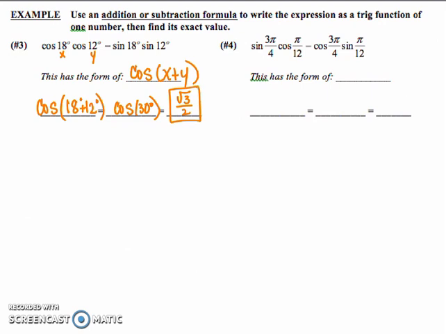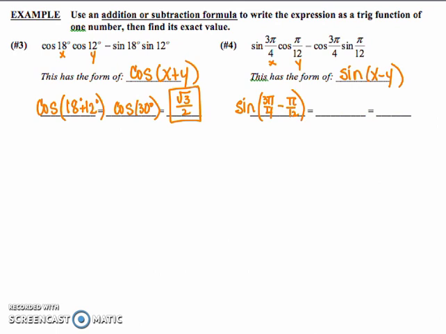In my second example, I've got sine cosine minus cosine sine. So that looks like one of our sine formulas. And if you check the signs, hopefully you notice that this one has the form of the subtraction formula. So this is a sine of x minus y, or subtraction formula. So 3 pi over 4 is going to be our x, and pi over 12 is going to be our y. So this is sine of 3 pi over 4 minus pi over 12.